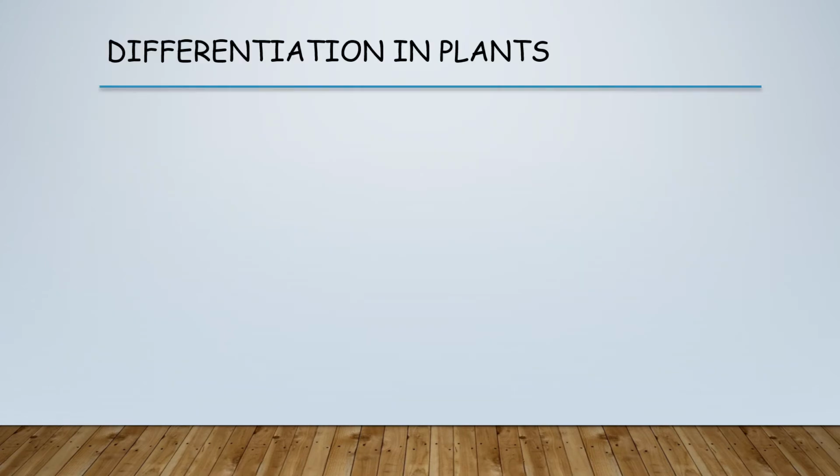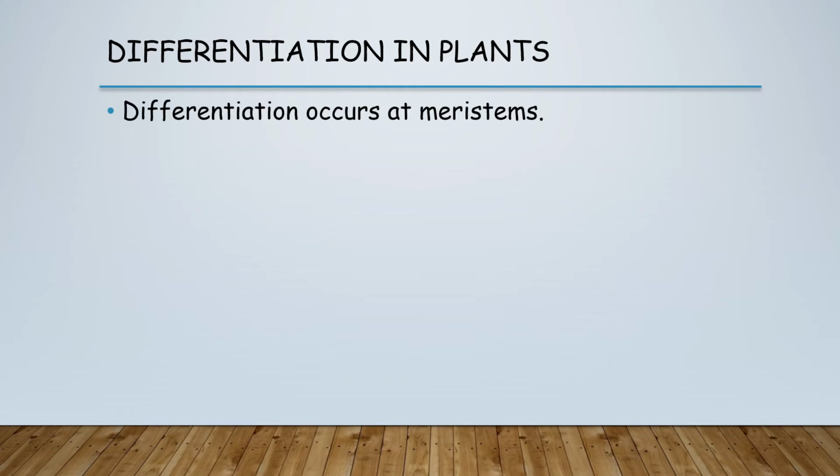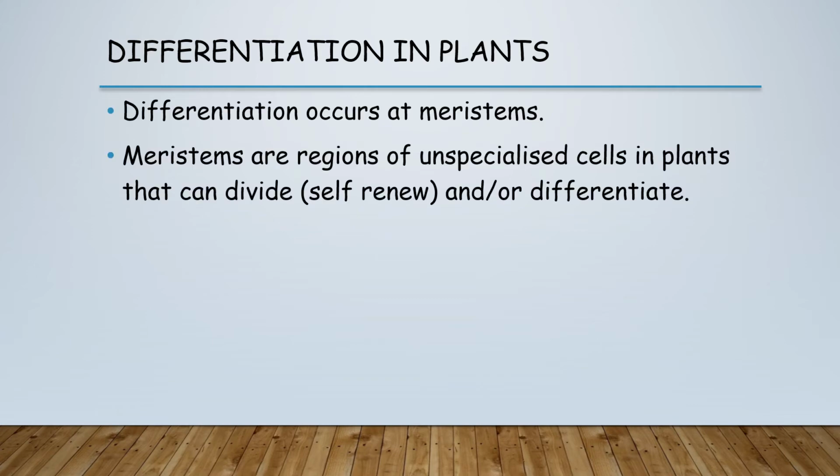We move on now to differentiation in plants, which has some similarities and differences. The differentiation occurs at the meristems, which are areas of unspecialised cells that can divide and differentiate. So again, just like our stem cells in animals.